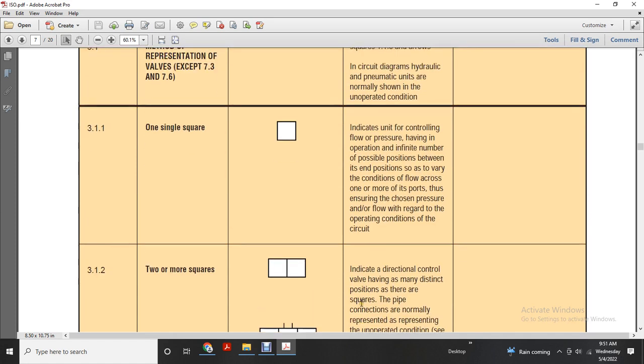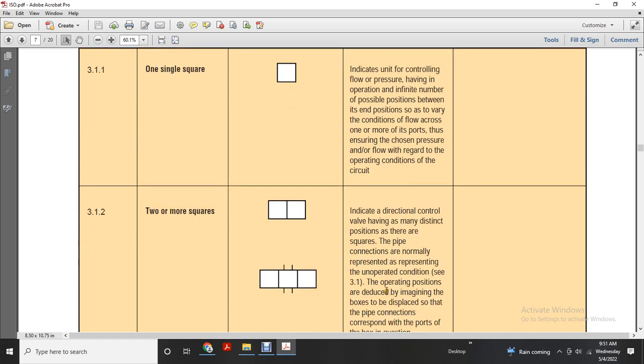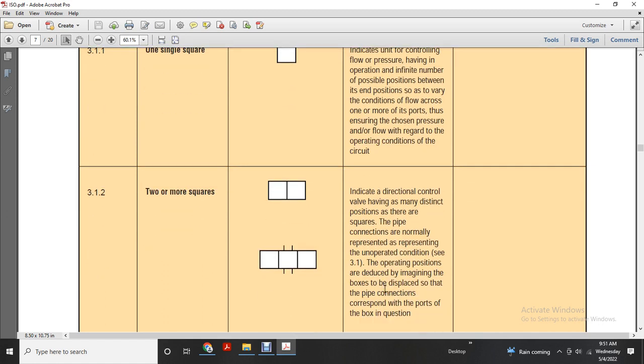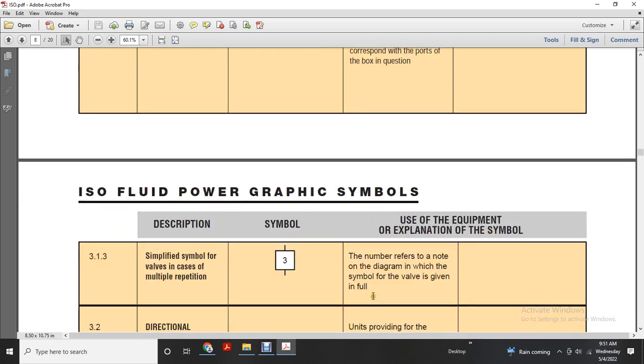Two or more squares identify a direct control valve having as many distinct positions as there are squares. The square with the pipe connection is normally represented, representing the unoperated condition; the operating position is represented by displacing the boxes, and the pipe connections correspond with the ports of the box in question. Simplified symbol valves, in case of multiple positions. The number refers to the note of the diagram in which the valve symbol is given in full.